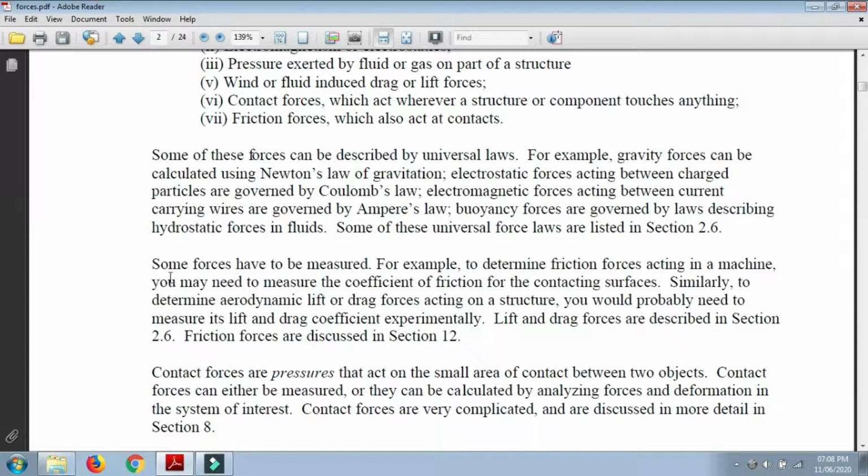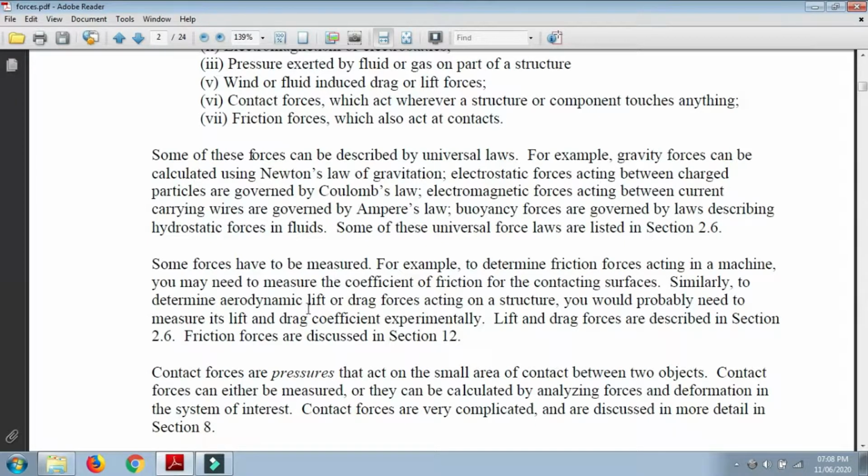Okay. Some forces have to be measured. For example, to determine the friction forces acting in a machine, you need to measure very carefully the coefficient of friction, and it will be different for every surface. For steel it will be different, for iron, for aluminium, for copper, for brass, for sand, the coefficient of friction will all be different.